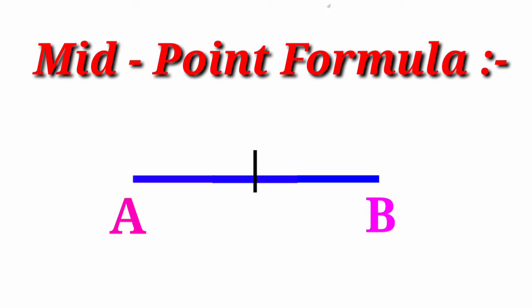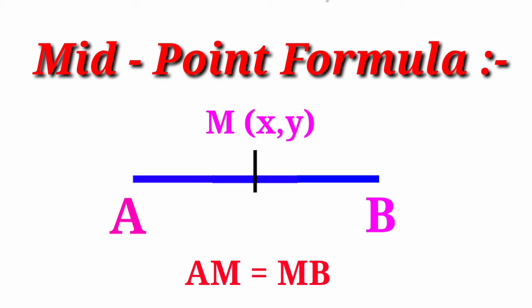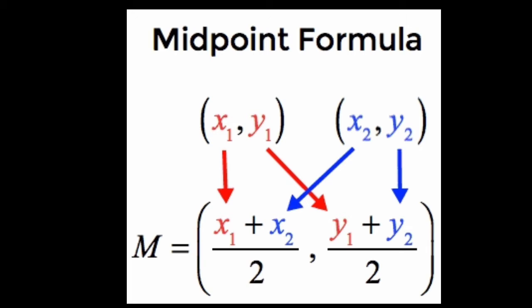Midpoint formula. We know that the midpoint divides a line segment equally, or in equal ratio. So by using this formula we can find the coordinates of the midpoint of a line segment or of any two points. The formula is x1 plus x2 by 2 comma y1 plus y2 by 2, where x1 comma y1 are the coordinates of the first point and x2 comma y2 are the coordinates of the second point. And by using this formula we can find the midpoint between the first point and the second point. Note also that the midpoint divides the line segment in the ratio 1:1.